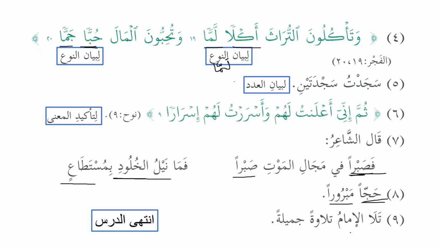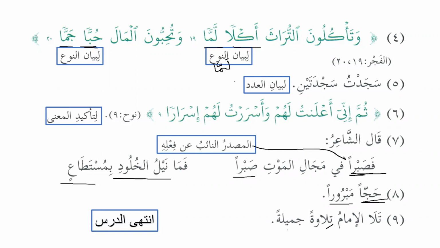Then we have tālā al-imāmu tilāwatan jamīlatan. The imam recited in a beautiful recitation. And why do we say that? So here, sorry, we forgot. Jamīlatan. So this one here is for ṣabran, nāʾib al-fiʿl. Yeah. And then we have a descriptive one again, because we have tilāwatan, and after that we have the adjective jamīlatan.